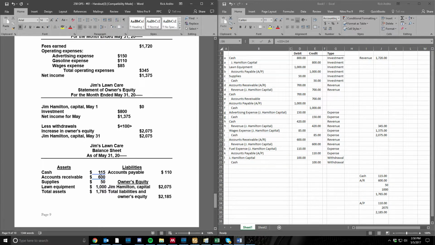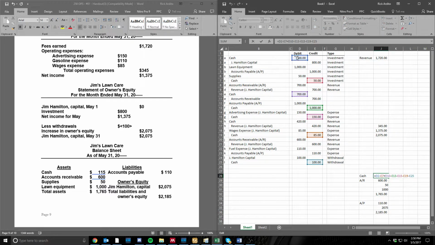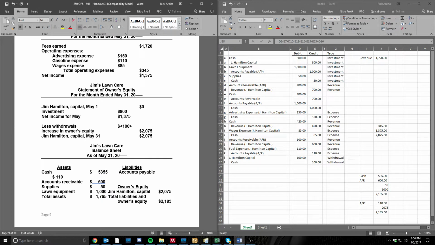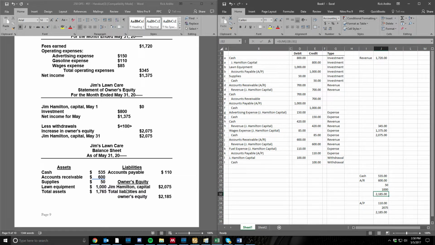Okay, so the assets have to equal the liabilities plus owner's equity. Remember, this is the accounting equation. So let's talk about cash. Cash here, 800, right? Minus 50 plus 700 minus 1,000 minus 150. Oh, here we go. We missed that plus 420 here, right? And I think that's the only thing we missed on cash. So this should be 535. So what does that do? Oh, check it out. We are good now, 2185.